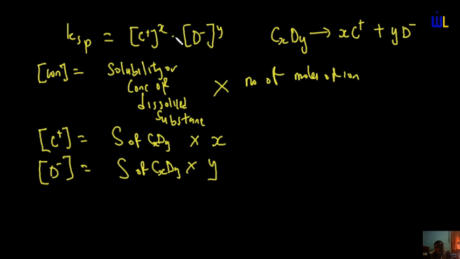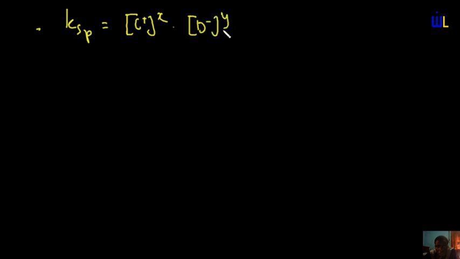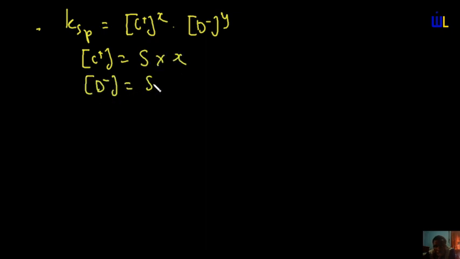Now, having said this, I would like to introduce this into this equation, but before that, let's take this off. We now have that, generally speaking, our solubility product equals the concentration of C raised to power x multiplied by the concentration of D raised to power y. But we know that the concentration of C equals S times x, and the concentration of D equals S times y.